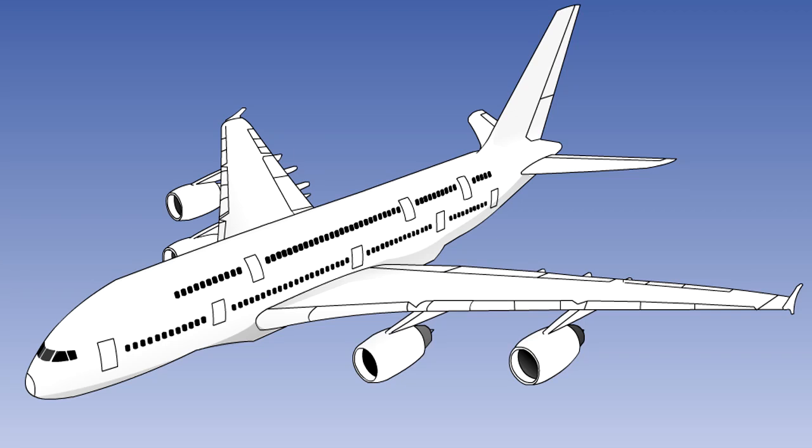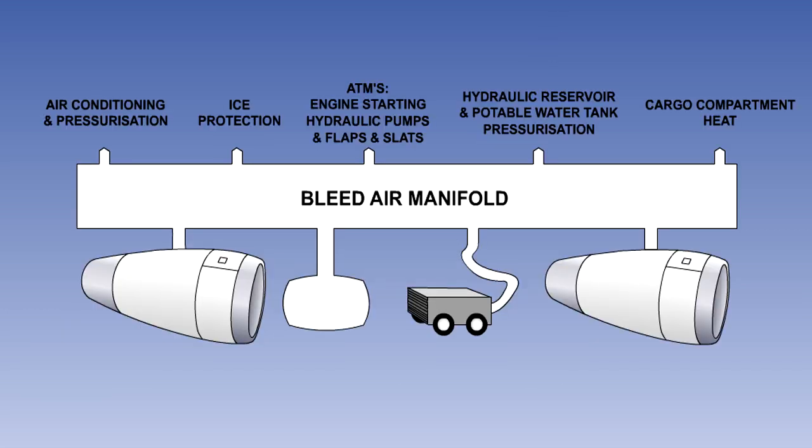In this lesson, we will discuss the high-volume, low-pressure air systems used by modern jet airliners. The system is normally supplied with bleed air from the engine compressors. This can be backed up with air from the auxiliary power unit, APU, and on the ground by external air supply carts.